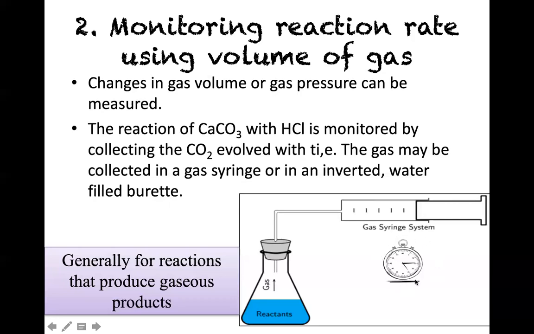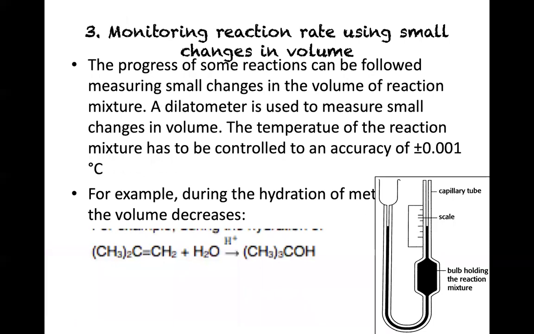There's a stopwatch because sometimes in paper 5, they will ask you to design an experiment or draw a setup to monitor the rate of reaction. So students are able to draw all this setup, but yet they forget the time factor. The time factor involves a stopwatch or stop clock. Next one, monitoring reaction rate using small changes in volume. This is something that you haven't done.